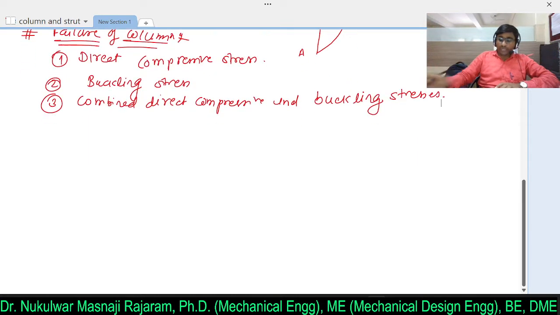Now what I will do is classify this entire column into two main types. Clear? So first I will say the failure of a short column.